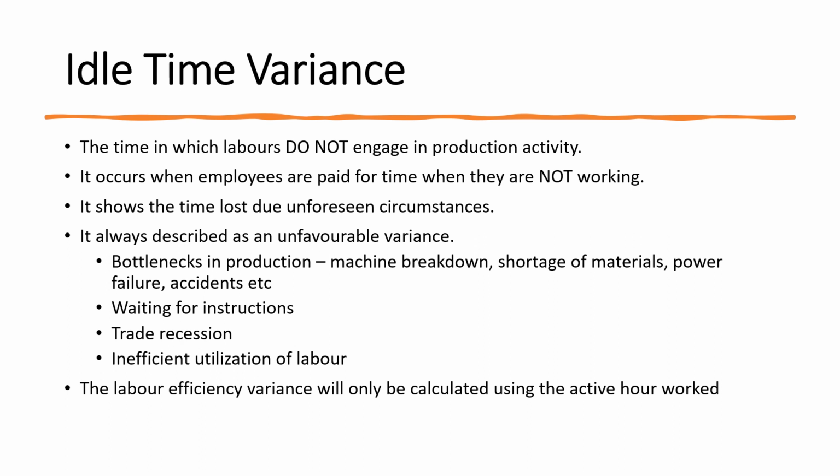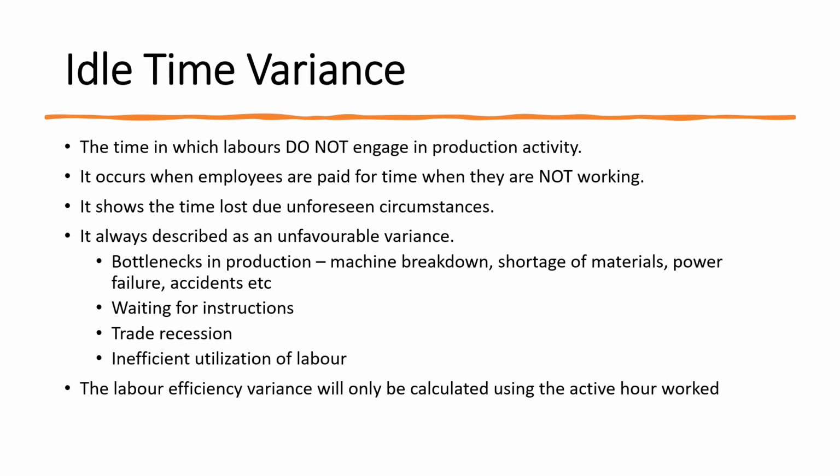In terms of trade recession, economic downturns can lead to reduced production demand and consequently less work for employees. And last but not least, the unfavorable variance due to inefficient utilization of labor, which could be because of poor planning or mismanagement leading to inefficient use of labor resources. The labor efficiency variance will only be calculated using the active hours worked.